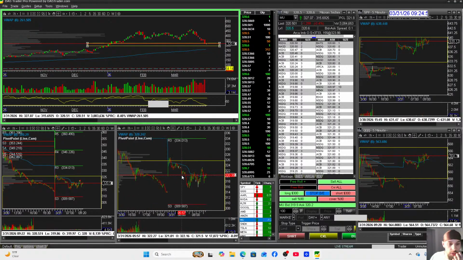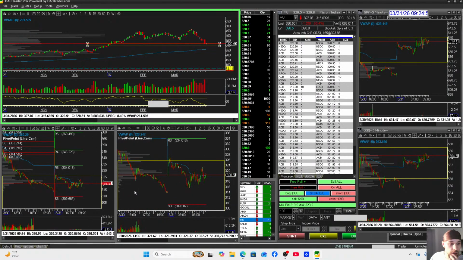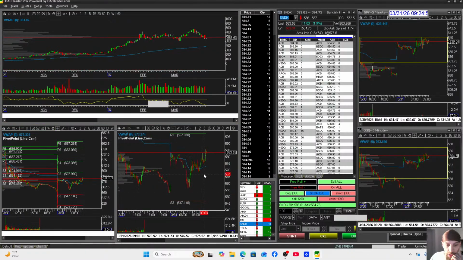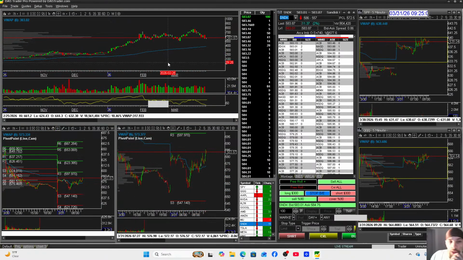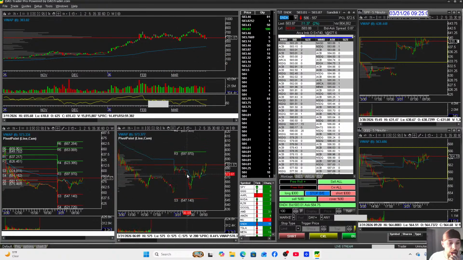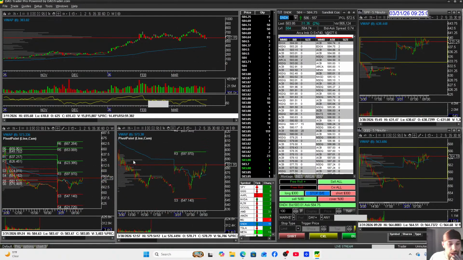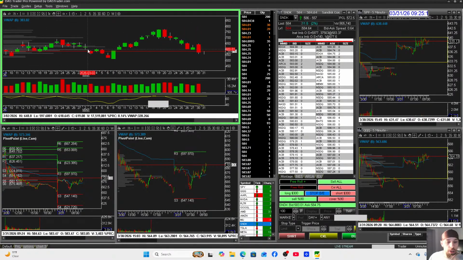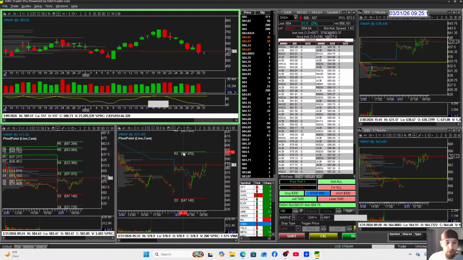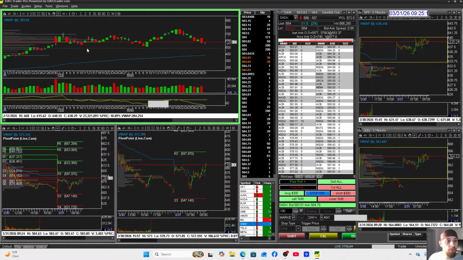So MU, it's not really near a pivot level for me, so I don't want to play that at the moment. SanDisk, SNDK, not really near any pivots. Doesn't mean that it can't make its way to one. It can definitely shoot up to R3 in a matter of minutes.